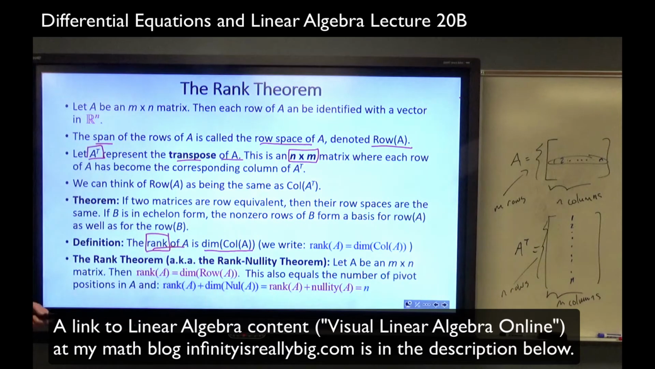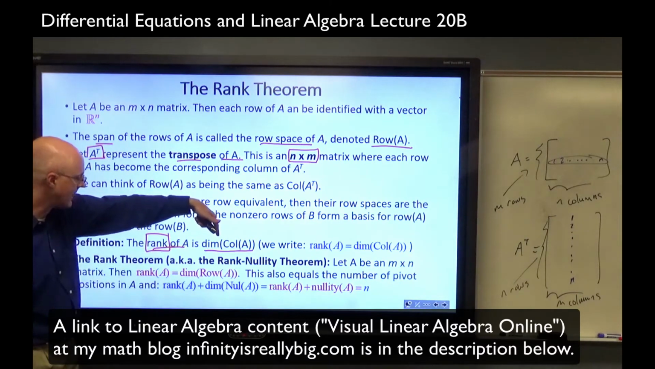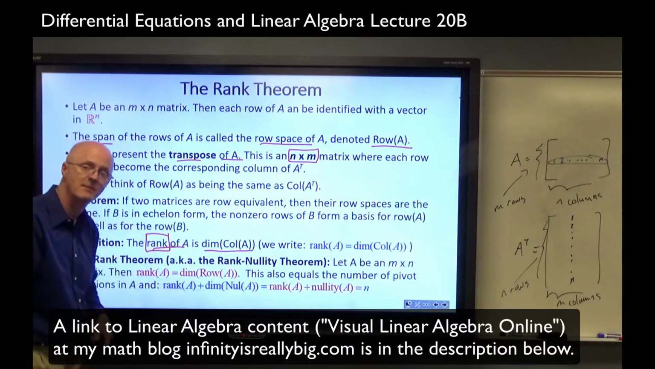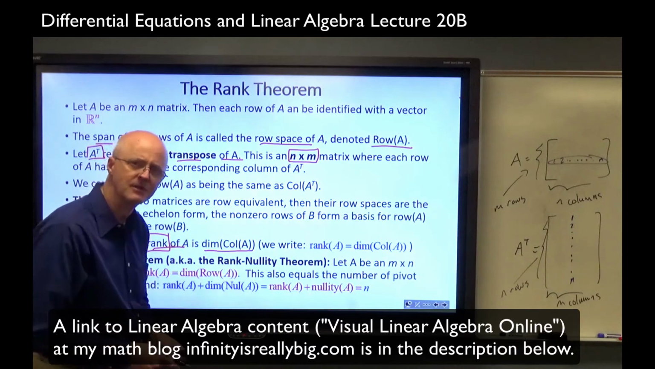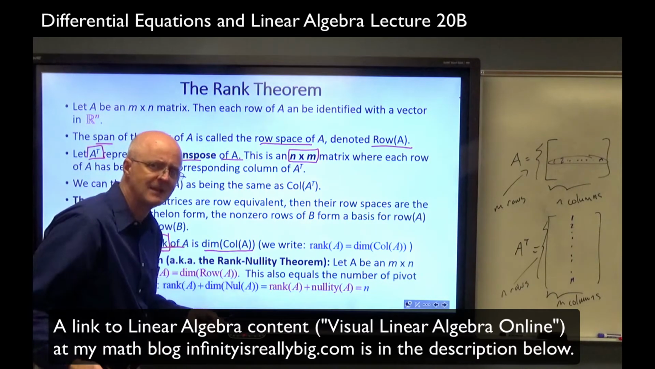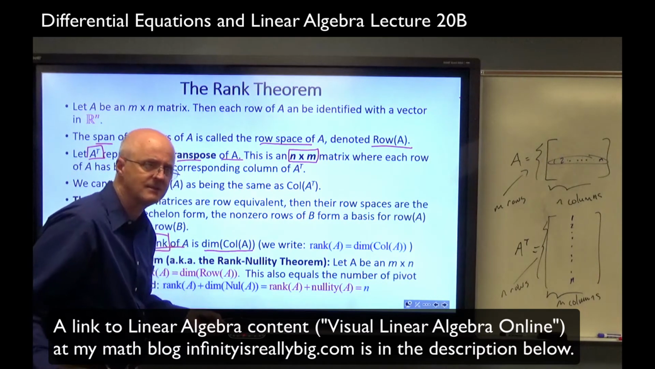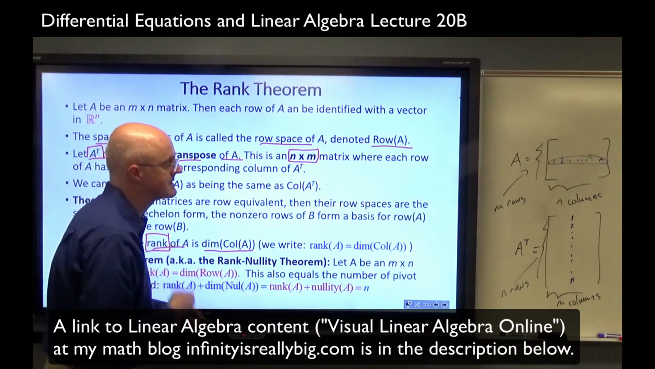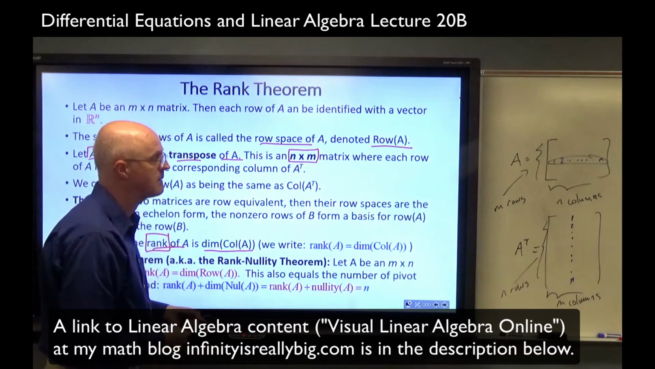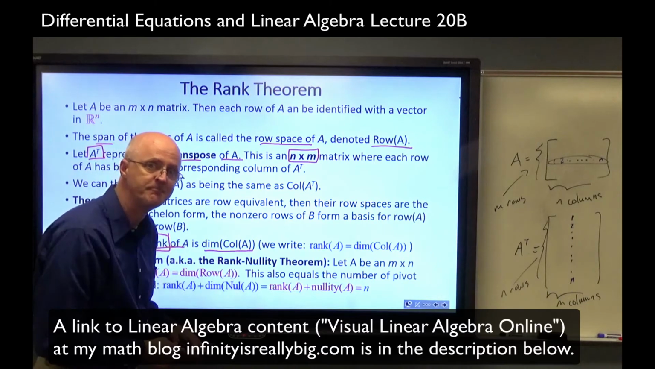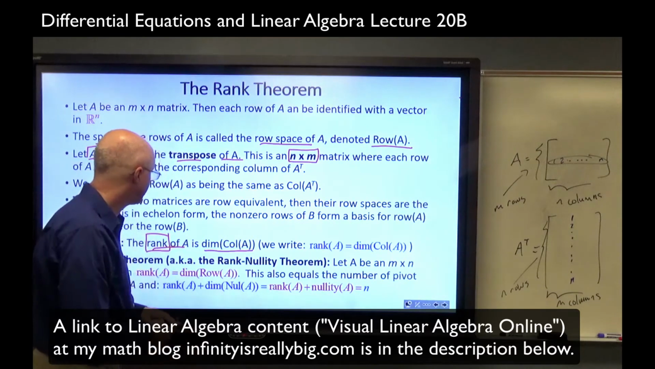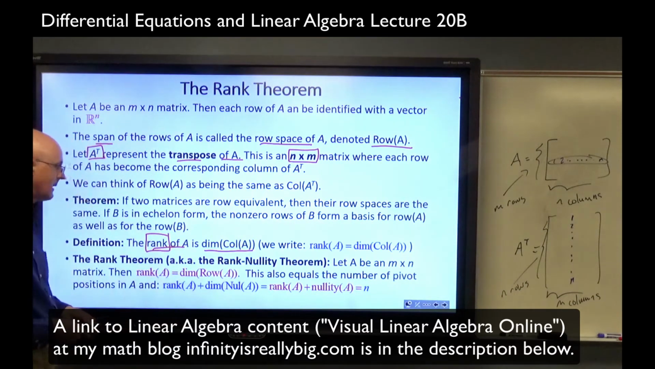Let A be an m by n matrix, just like we had at the start. M rows, n columns. Then the rank of A not only equals the dimension of the column space, but it's also the dimension of the row space. They have the same dimension. They're subspaces of different vector spaces. Again, row space being a subspace of Rn, column space being a subspace of Rm. But their dimensions, the number of elements in any basis, are the same.